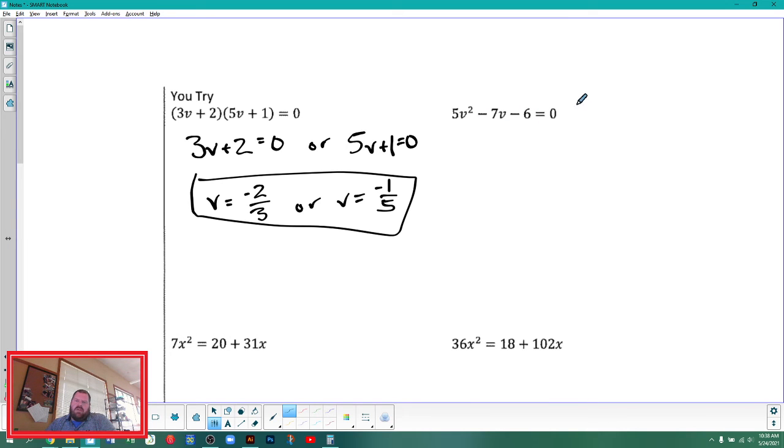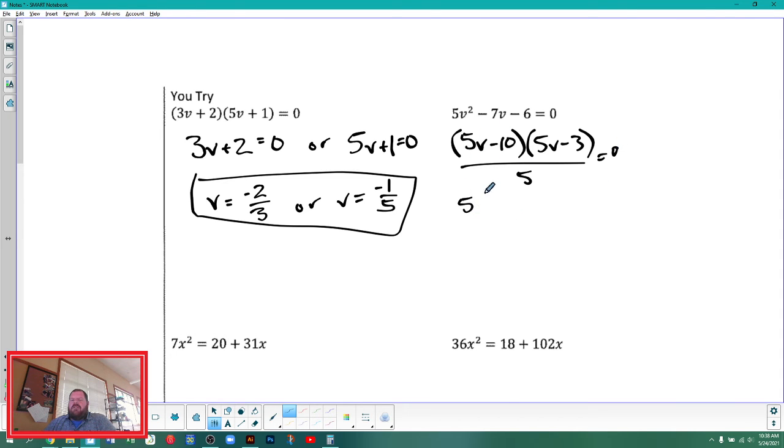On this one, we do need to factor it. I need things that multiply to give me negative 30 and add up to negative 7. Maybe negative 10 and positive 3. 5v minus 10, 5v plus 3, all that divided by 5 equals 0.